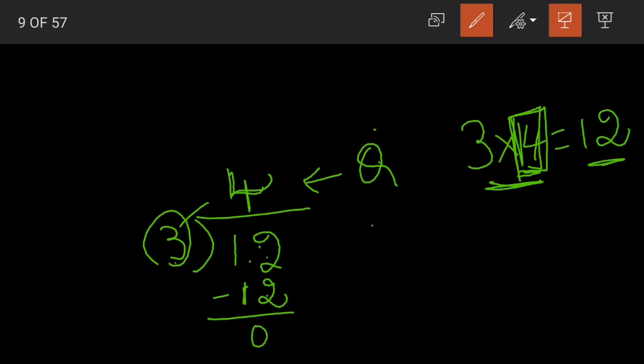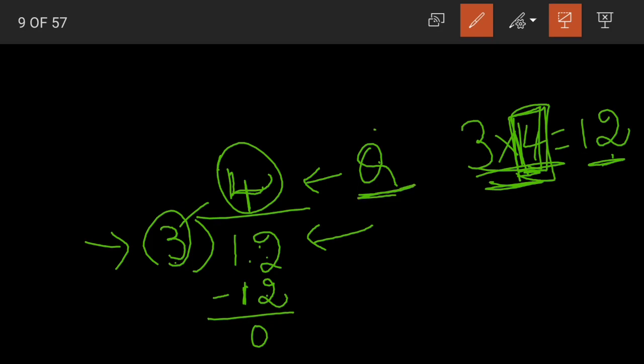Clear, children? What is this? This is long division method. What did we do first? First we wrote our dividend inside, the divisor outside. Now in 3 table, as we know, 3 fours are 12. So the 4 is written on top. That becomes our quotient. And what is the answer of 3 into 4? 3 into 4 is equal to 12. So yes, the 12 is written just below our dividend. And when we subtract, the answer is 0. Clear, children? Long division method.